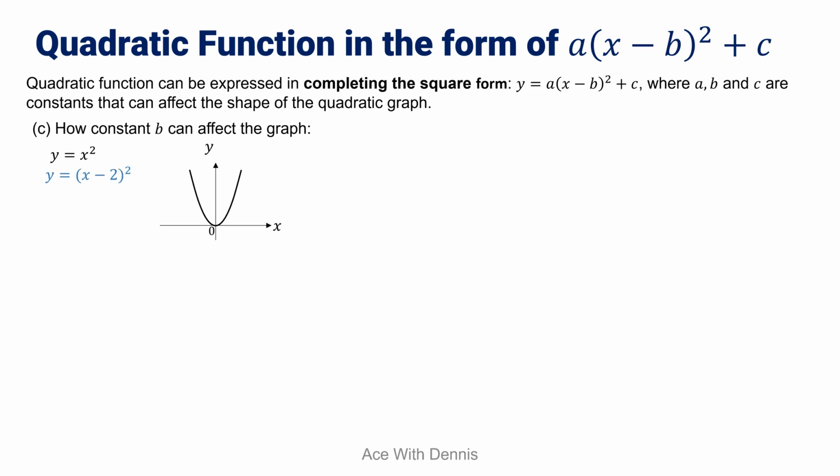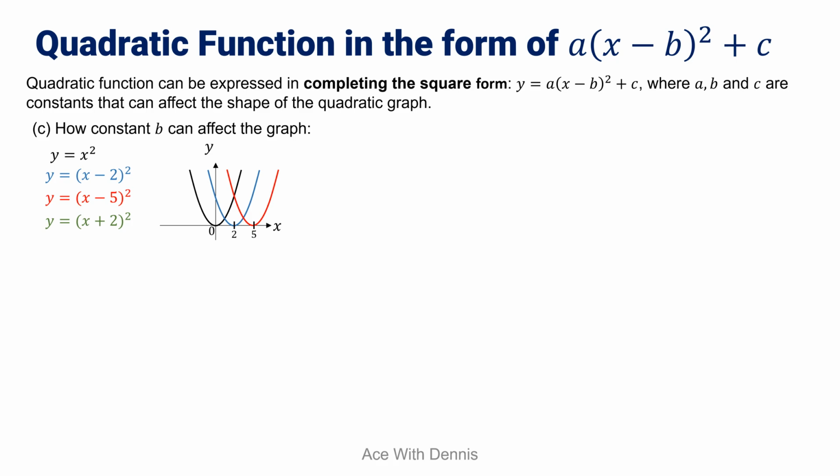So if I modify this equation, which becomes y equals (x minus 2) squared, you see that this graph moves 2 units to the right, and the minimum point will be at x equals 2. What if y equals (x minus 5) squared? Then this is how it looks like. The minimum point touches at x equals 5.